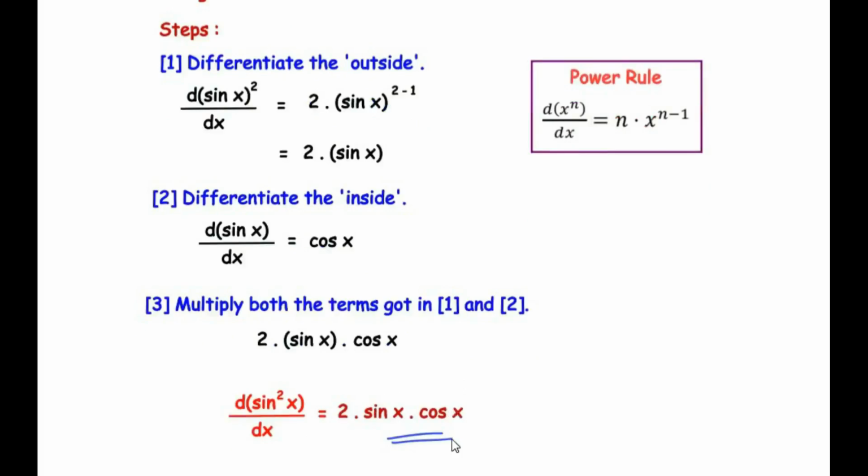Now let us move on to the third question. y is equal to sin 2x times cos 3x. Now here we have a combination of two different functions. That is, sin 2x is the first function and cos 3x is the second function. And there is a product between these two functions. So to differentiate y with respect to x, we are going to make use of the product rule.